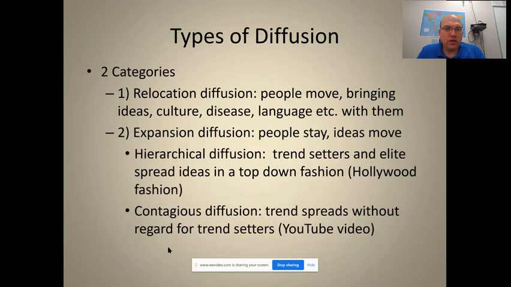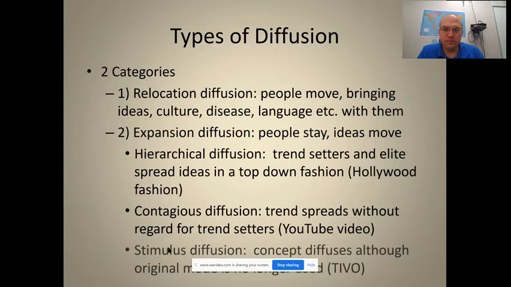Compare that to contagious diffusion, where we have the same type of viral spread, but we don't need a person of power or influence spreading that idea. So a YouTube video becomes viral because it's so funny. That could be contagious diffusion, even if the video was not made by anyone that's famous or a trendsetter or important. And then the final one is stimulus diffusion. That's when the idea continues to move even though the original means get stuck.